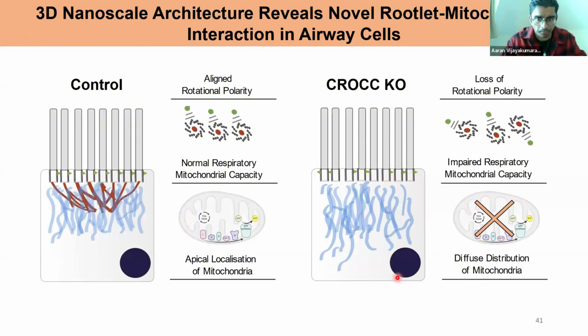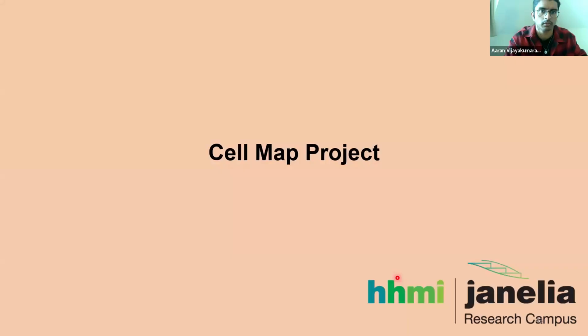And so overall, we used this unbiased segmentation approach to generate a nanoscale map of the airway epithelium. After identifying multiple key structural changes across cellular states, we focused our analysis on rootlets and their interactions with the mitochondria. And this led us to discover a novel form of communication between cilia, rootlets, and mitochondria, which are required to regulate ATP generation.